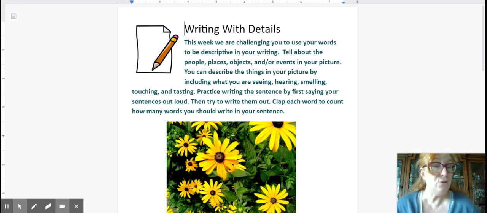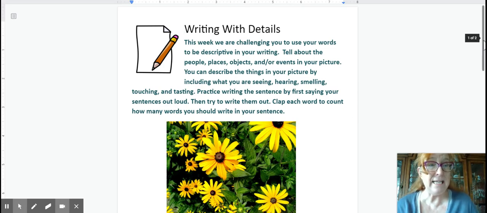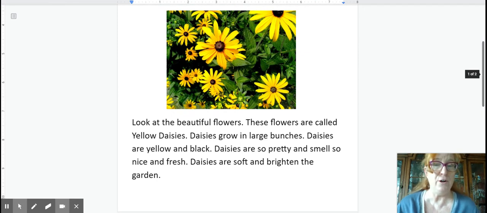Using description or details in your writing means that you are using adjectives and adverbs to describe. And we have a Brain Pop for you to watch so that you can learn more about adjectives and adverbs. But we're going to practice together right here to learn how to use adjectives and adverbs, how to be more descriptive and explain more about the pictures that you are drawing to share your ideas.